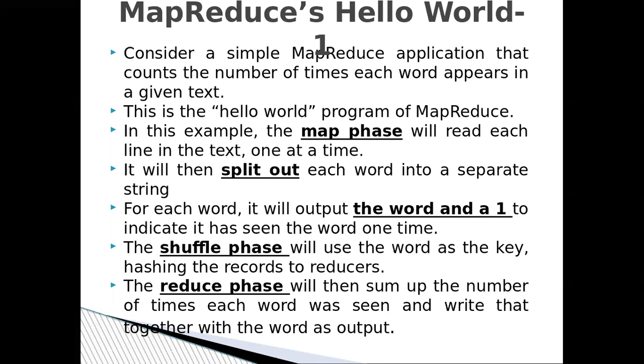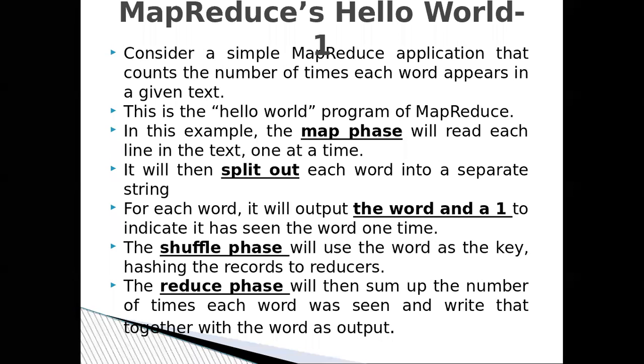So what happens with this word count application is that in the map phase, it will read each line in the text one at a time. So in a map phase, your program would read each line in the text one at a time. So suppose there are 100 lines in your text, there would be 100 mappers. You can understand it like this. And then it will split out each word into a separate string, and for each word it will output the word and a 1 to indicate that it has seen the word one time.